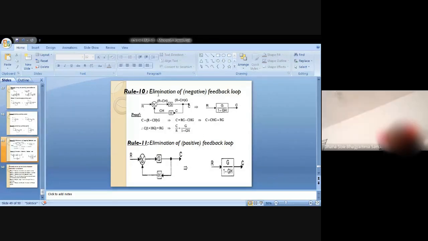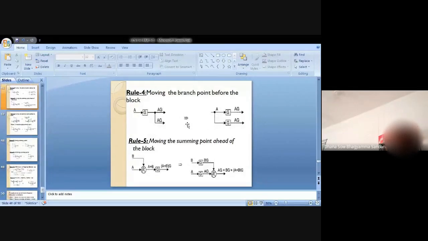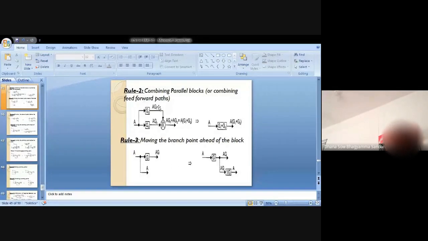Okay then. See, rule number 10: elimination of negative feedback loop. I was telling you earlier, this is a parallel path, isn't it? You can see a signal towards the summing point, and the other signal is also towards the summing point.